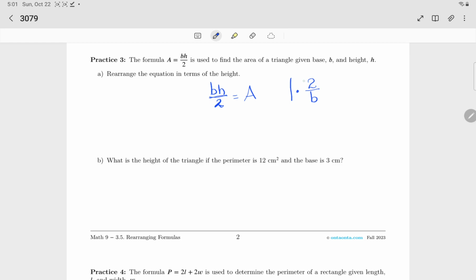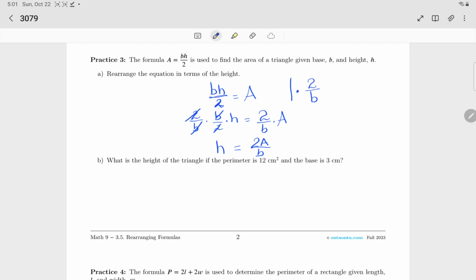Notice that we're going to multiply by the reciprocal of b over 2. 2 over b times b over 2 times h equals, and don't forget to do it to both sides, 2 over b times the area. 2 cancels out and b cancels out. We get height equals 2 times area divided by the base.